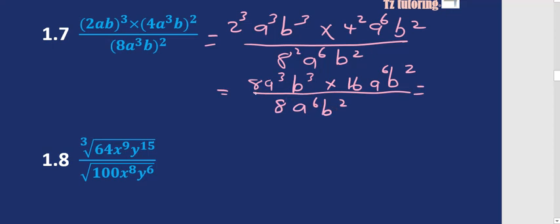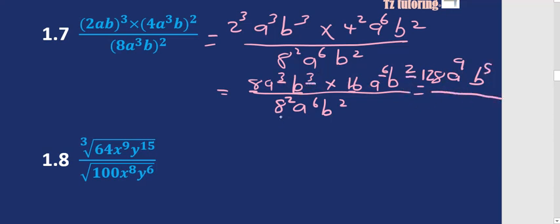And then we can multiply it out. 8 multiplied by 16. So this is squared. So 8 multiplied by 16 will give us 128. And we come to the a and we add the exponents. 3 plus 6 is 9. Come to the b, add the exponents. Exponents of b, 3 plus 2 is 5.